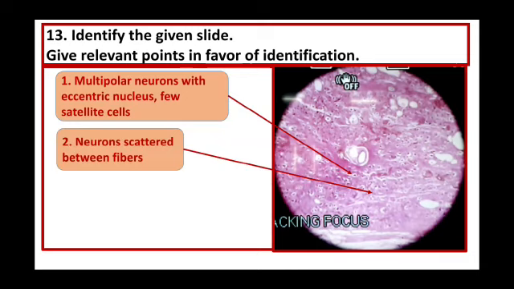So in this slide, you can see multipolar neurons. These individual neurons contain an eccentrically placed nucleus, and there are few satellite cells. Both the neurons as well as the fibers are scattered.